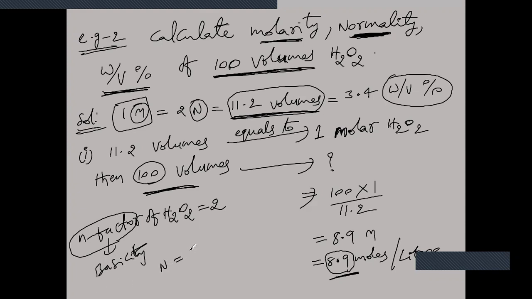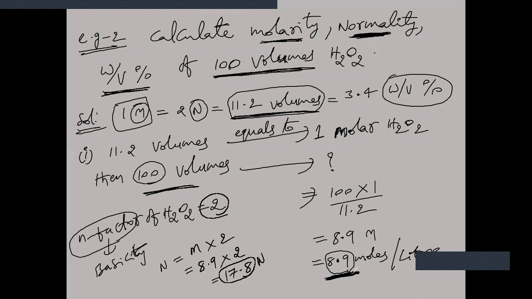So generally, what is the relation? Normality is equal to molarity into N factor. Here the N factor of H2O2 is 2. The molarity we already got is 8.9. So 8.9 molarity into N factor 2, 8.9 into 2 is equal to 17.8. So it is a 17.8 normal solution.